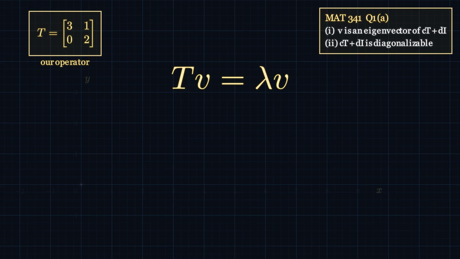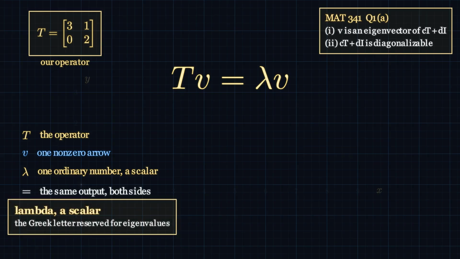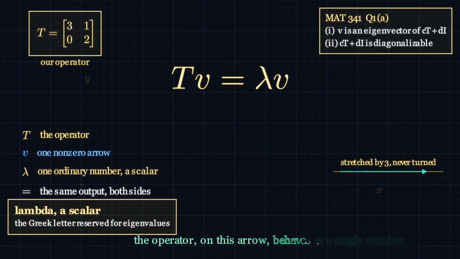Now let me tell you what you just wrote, symbol by symbol. T is the operator. V is one specific non-zero arrow. Lambda is one ordinary number, a scalar, written with the Greek letter mathematicians reserve for eigenvalues. And the equal sign is the miracle. It says that feeding this arrow through the entire operator gives the exact same result as multiplying the arrow by one plain number, which, as you saw, can stretch, shrink, or flip the arrow, but can never turn it off its own line.